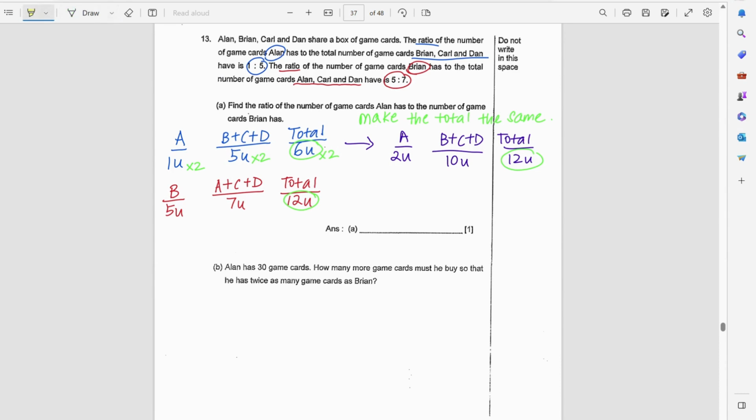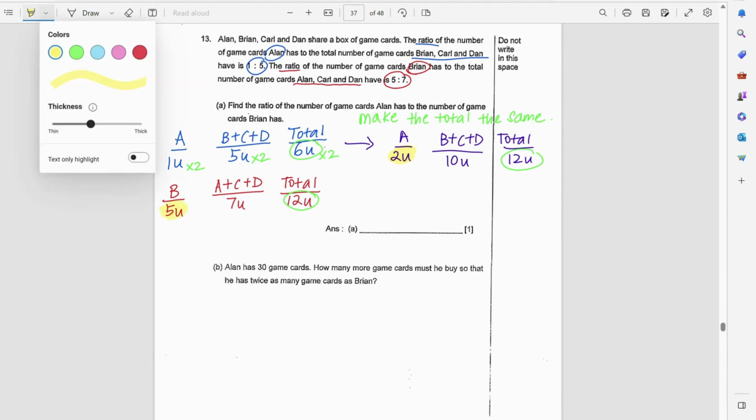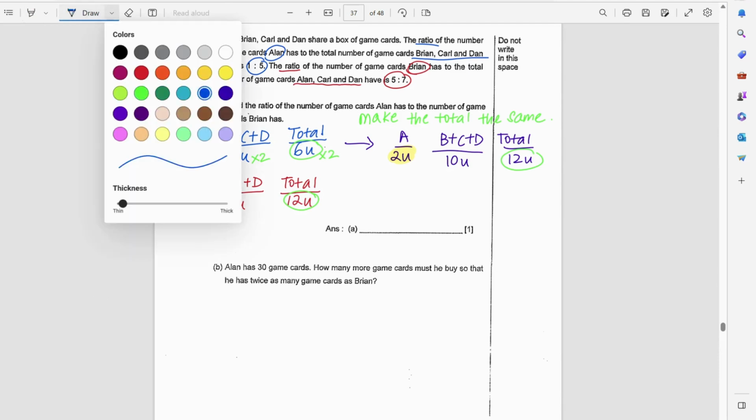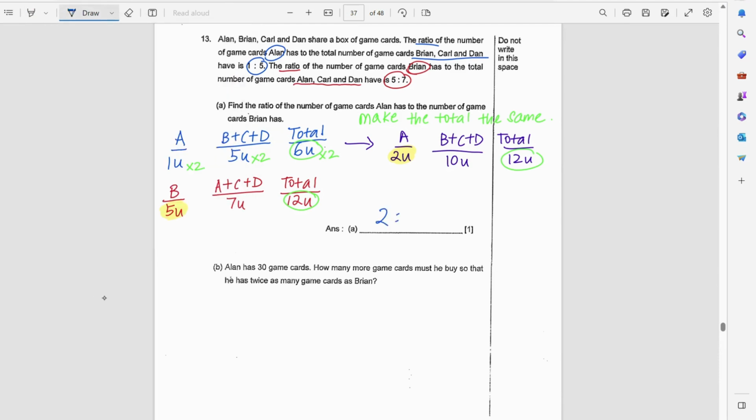Now, in this case, where do we then make the comparison? Now, looking at the new ratio, for Alan versus the rest of the boys, Alan, we have 2 units, and whereas for Brian, in the second row, 5 units. So, the answer for this will therefore be 2:5, because 2 units goes to Alan, 5 units goes to Brian. Therefore, this will secure our 1 mark for part A.